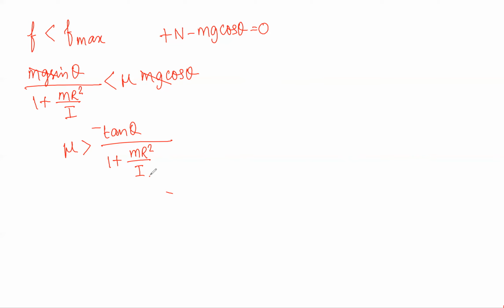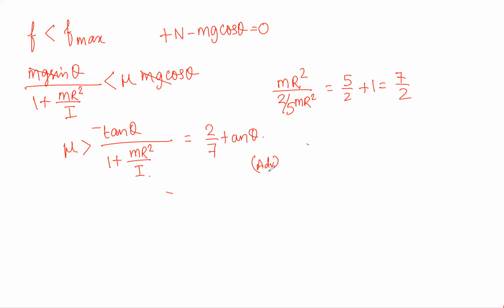So you'll be given different objects. For example, if I give you a sphere, or a ring, they'll ask you what is the coefficient of friction. तो अगर तुम्हें for example एक sphere दिया हुआ है तो what will you do? You'll write mr square divided by 2 by 5 mr square. So that just makes it 5 by 2, or 5 by 2 plus 1. That makes it 7 by 2. So your answer over here will be equal to 2 by 7 tan theta. In fact, ये question भी advanced में आया है. So what is the coefficient of friction required for a sphere to roll down an inclined plane? 2 by 7 tan theta.